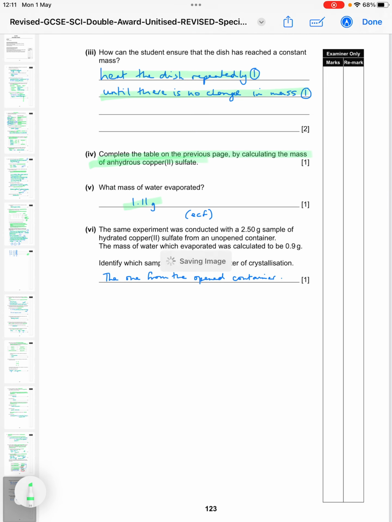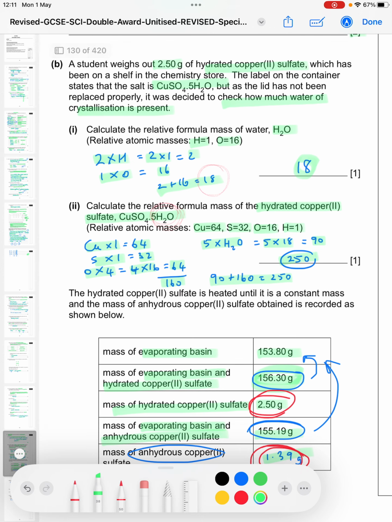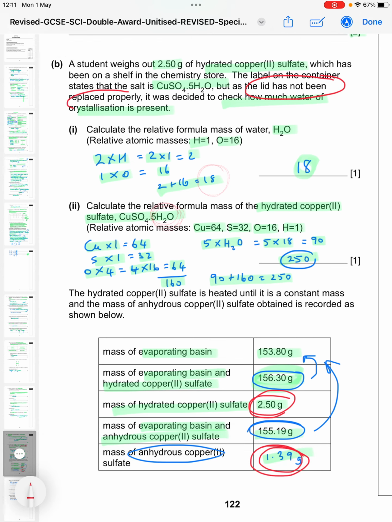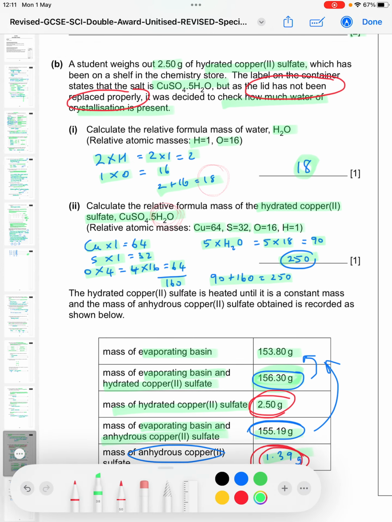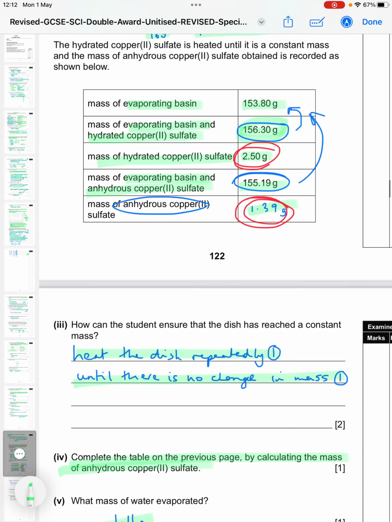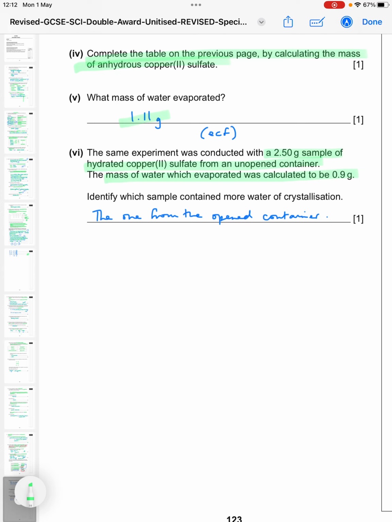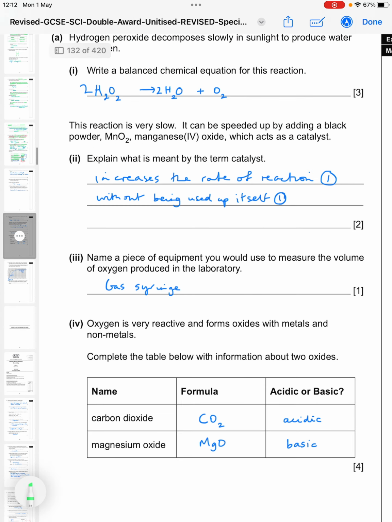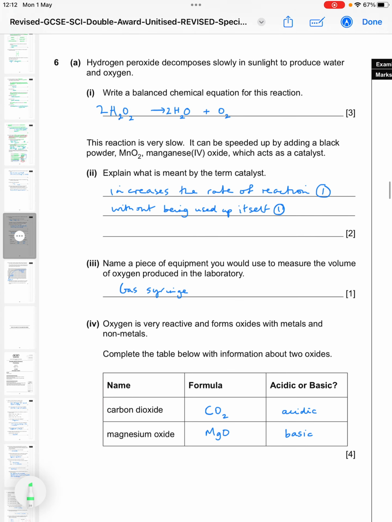So then it says the same experiment was conducted with a 2.5 gram sample of hydrated copper sulfate from an unopened container. Remember the other one it said had been left open. The lid had not been replaced properly. Okay. So the difference is that this second one has had a watertight lid, and it says the mass of water which was evaporated was calculated to be 0.9 grams. So instead of 1.1 here, it's 0.9. And which one contained more water of crystallization? So the one from the opened container, it had 1.1 grams.